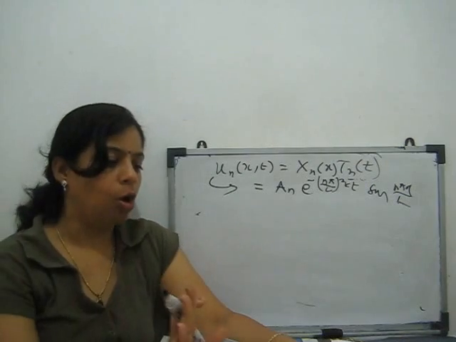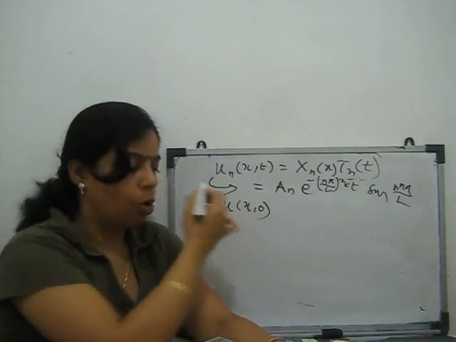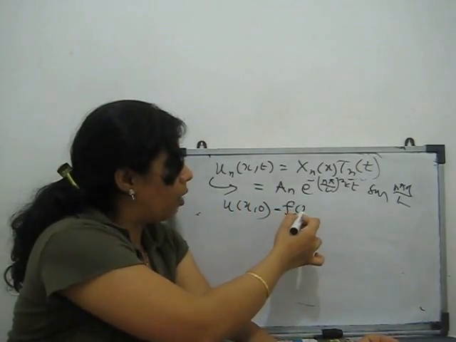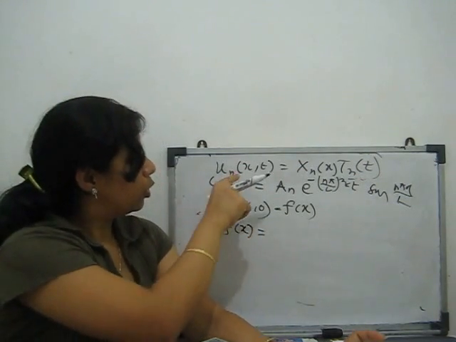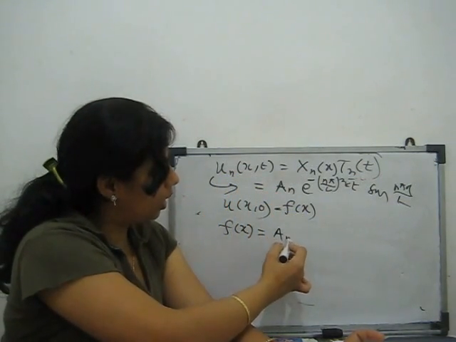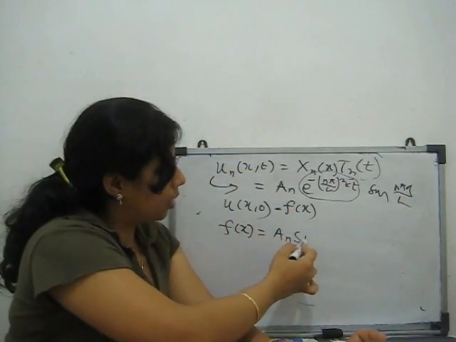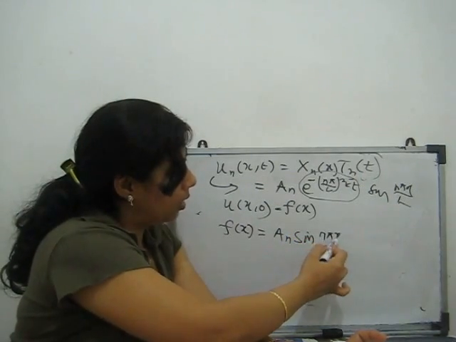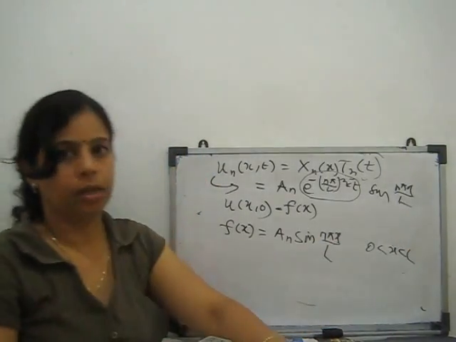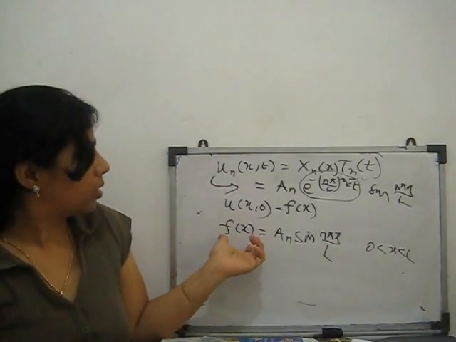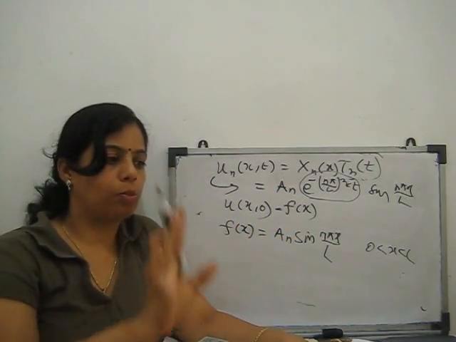Clear? Now using the initial condition, u(x,0), when t is 0, this is f of x. So f(x) is what? When we substitute t equal to 0, f(x) is equal to an, this term goes e to the power 0 is 1, so sine n pi x by l. Clear? In the limit 0 to l. So our function f(x), with the boundary condition, is an sine n pi x by l.